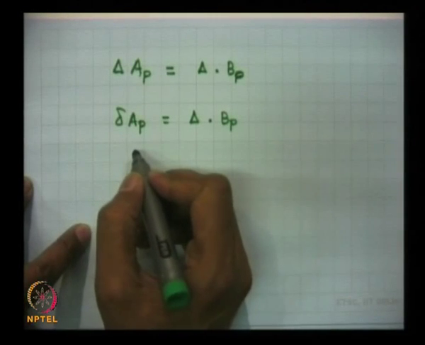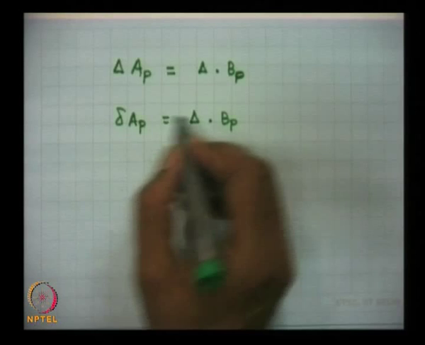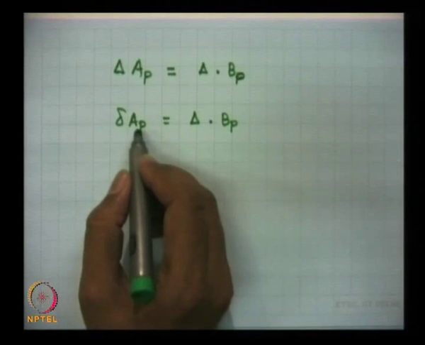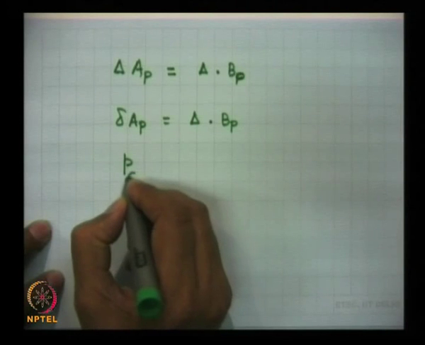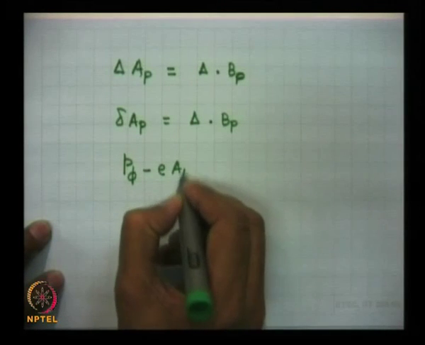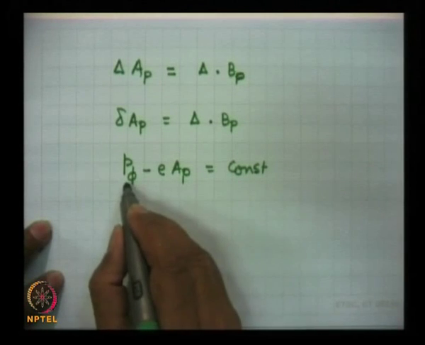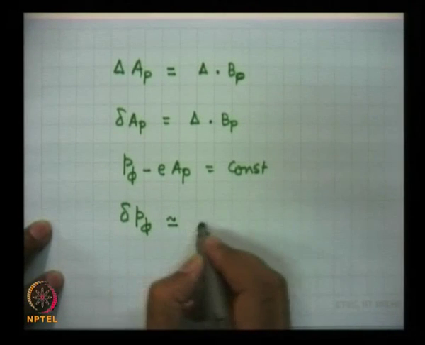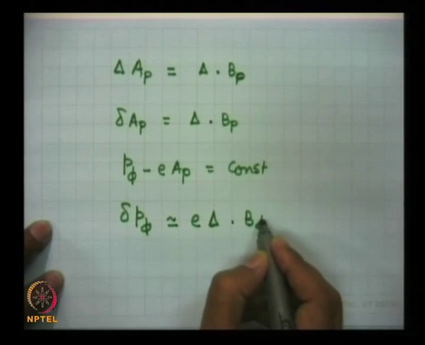So when the electron goes, due to curvature drift or grad B drift, along the z direction by a distance delta, it sees a change in vector potential by this amount. And when the vector potential changes, then obviously P phi must change, because we know that P phi minus E AP is a constant of motion. So any change in AP must result in a change in delta P phi. So delta P phi will be of the order of E times delta into BP.